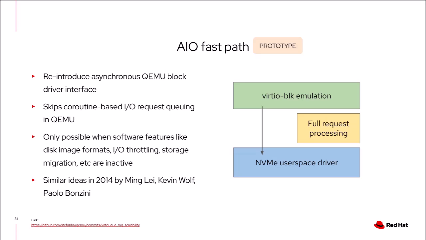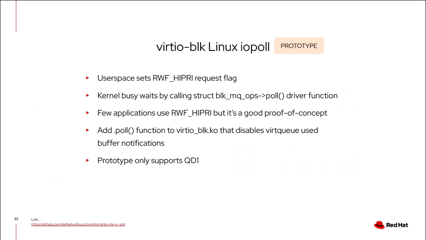As a prototype, I've tried implementing an AIO fast path. What it does is introduce an AIO interface to the block drivers in QEMU, because currently they have a coroutine interface, which assumes that you're in this full request processing mode. That allows the VirtIO block emulation to call the NVMe Userspace driver with relatively little overhead, and we can skip the full request processing step. So we'll see those numbers.